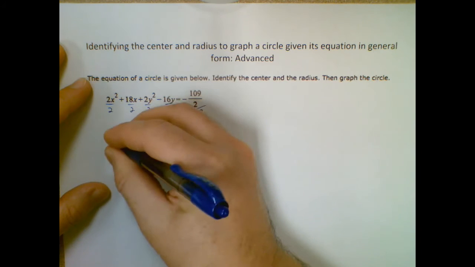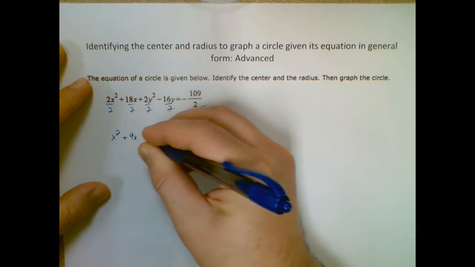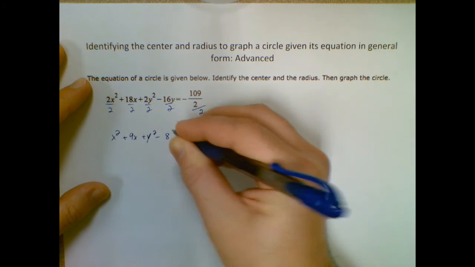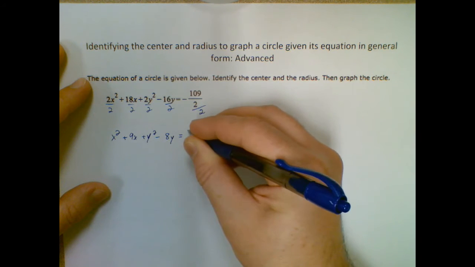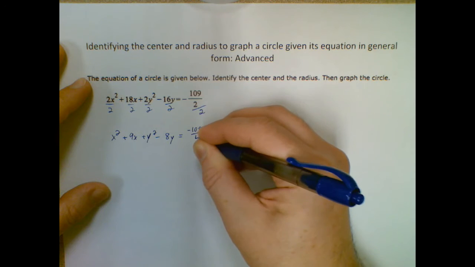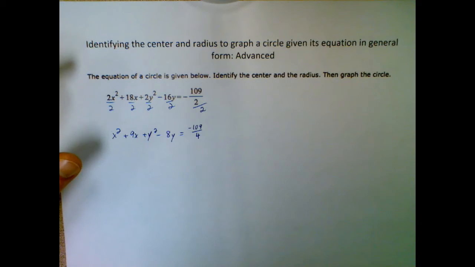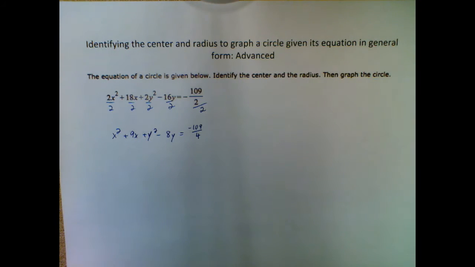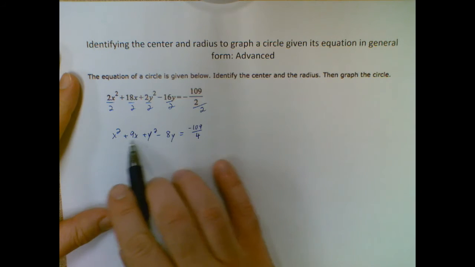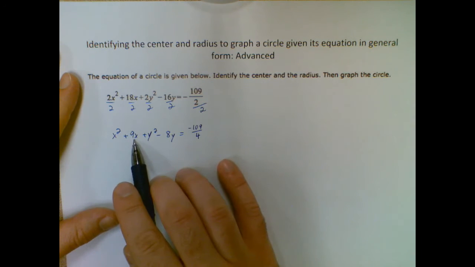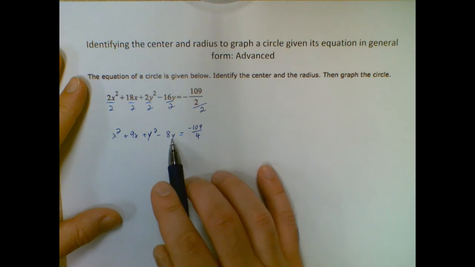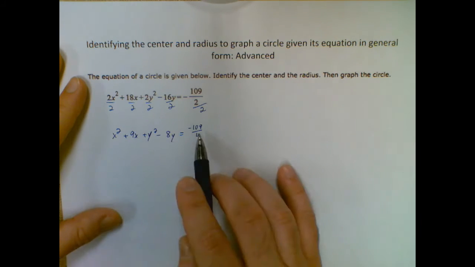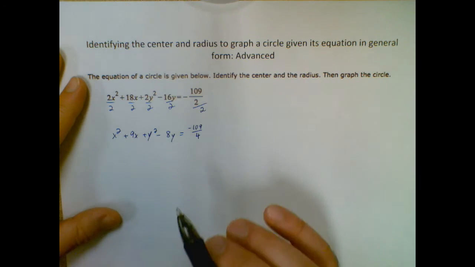That'll take me to x squared plus 9x plus y squared minus 8y equals negative 109 over 4. So what do I do now? Now is where we start breaking apart our x's and y's into separate groups so that I can do them individually. I need to add a number to my x's to complete that one, and a number to my y's to complete that one. I have to put them both on the other side as well so they stay equal.